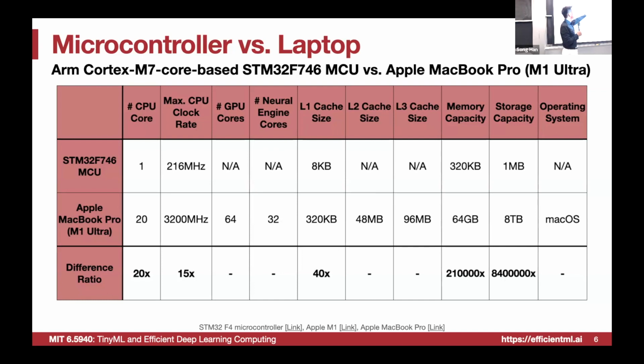No GPU, no neural engine core on the microcontroller. And the L1 cache size, 320 kilobytes versus only 8 kilobytes on the microcontroller. And the microcontroller doesn't have L2 cache nor L3 cache. And the memory capacity, 320 kilobytes versus 64 gigabytes. That's like a 200,000x difference. Storage, 8 terabytes versus 1 megabyte. That's a lot of zeros I cannot read.